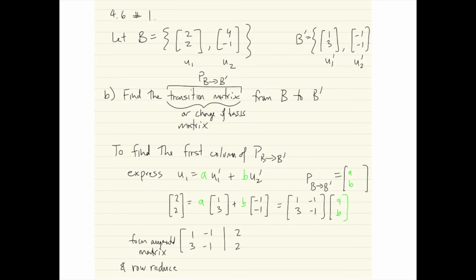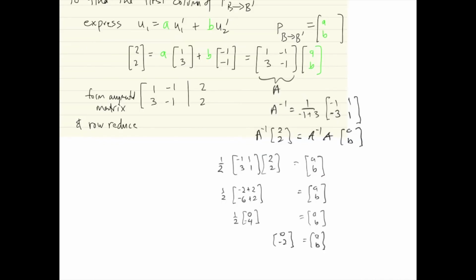Doing that means solving this equation down here, because u1 is (2, 2) and we want it to be a times (1, 3) plus b times (-1, 1). So we have to find out what a and b are. We've seen that this amounts to this matrix multiplication. We could do a couple of things: form the augmented matrix and row reduce, or take the inverse of this matrix and multiply both sides of this equation by the inverse on the left. I've done the second suggestion down here, so I take my matrix A and form the inverse.